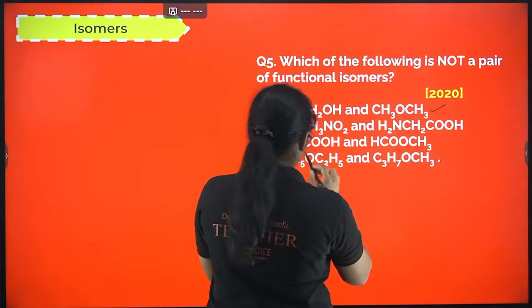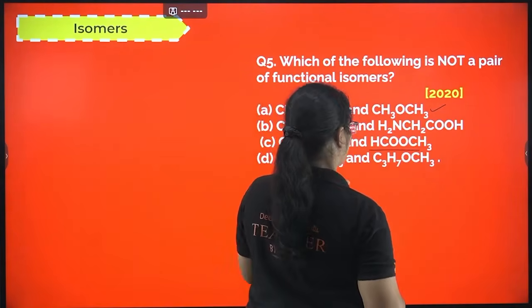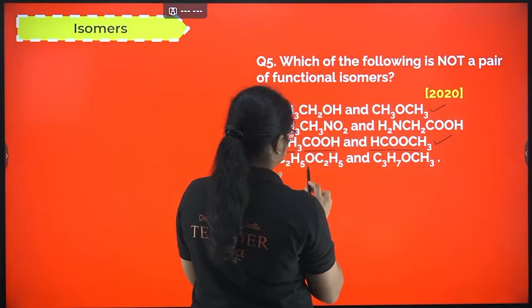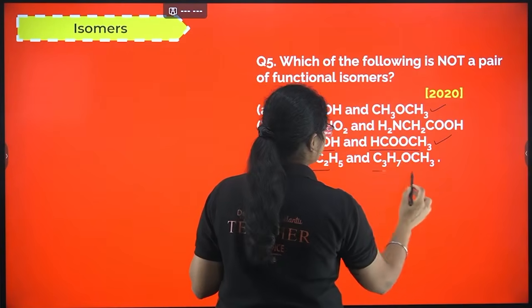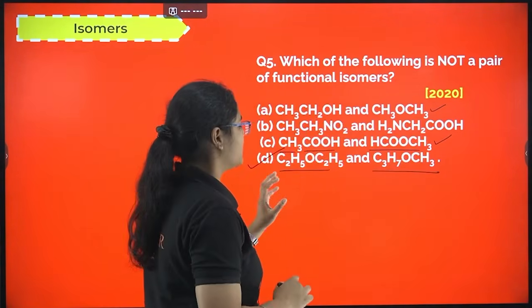First let me take the other one. Here we have acid and here we have HCOO ester. This is there. Now if you see the second one, C2H5OC2H5 and C3H7OCH3, this is actually your metamers. These are not functional isomers. So option number D is the correct answer.